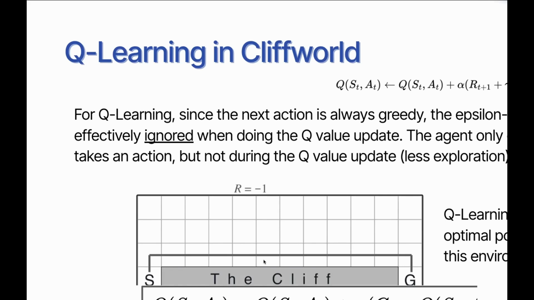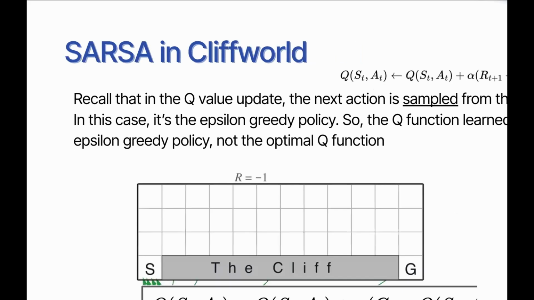Right, exactly. This is what Q-learning will learn. Pretty good, right? Yeah, it's pretty solid. But what will SARSA learn? Recall that in the Q value update, the next action is sampled from the current policy, which is epsilon greedy. So the Q function that is learned is the Q function for the epsilon greedy policy, not the optimal policy. Do you guys get that?